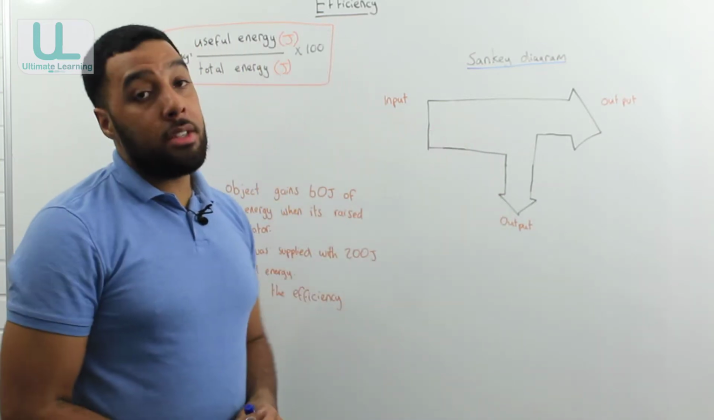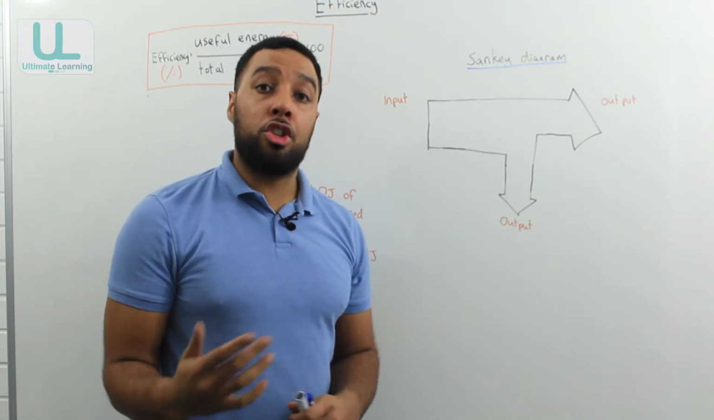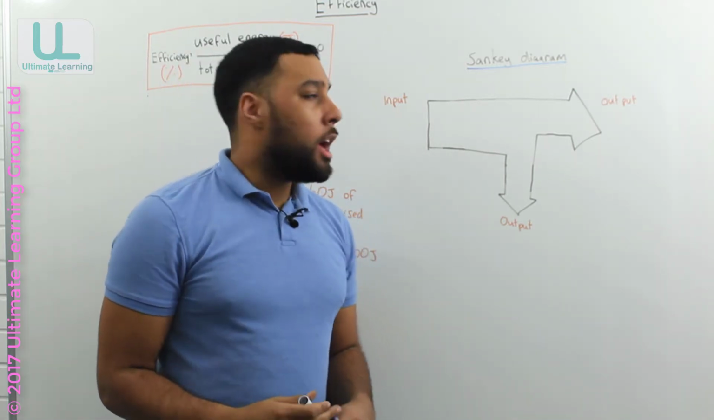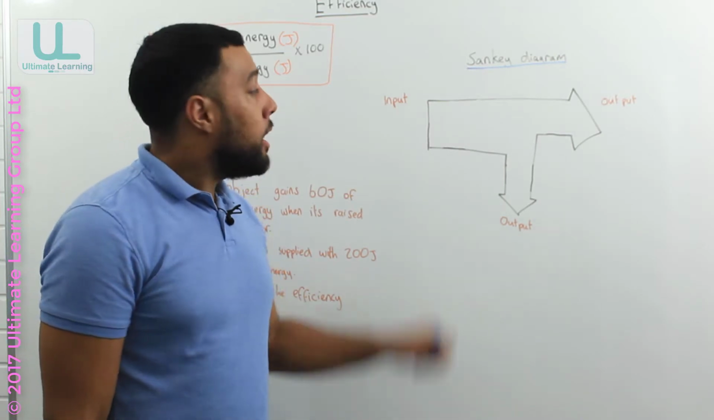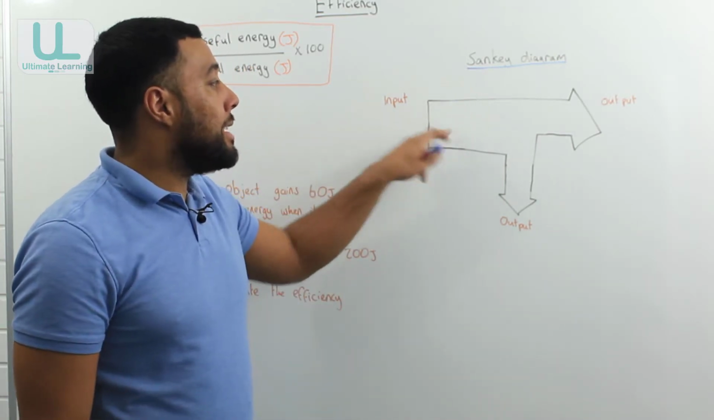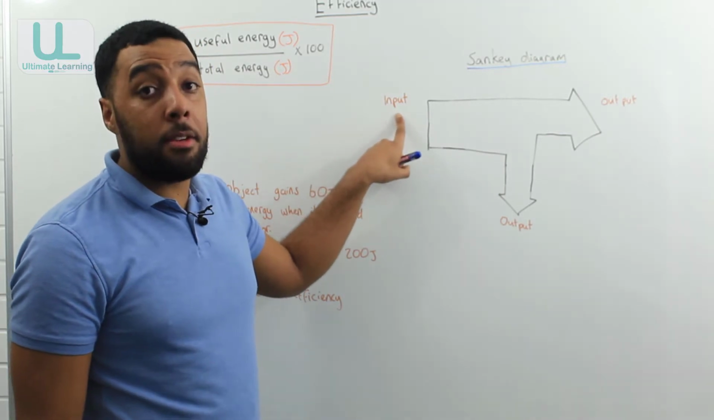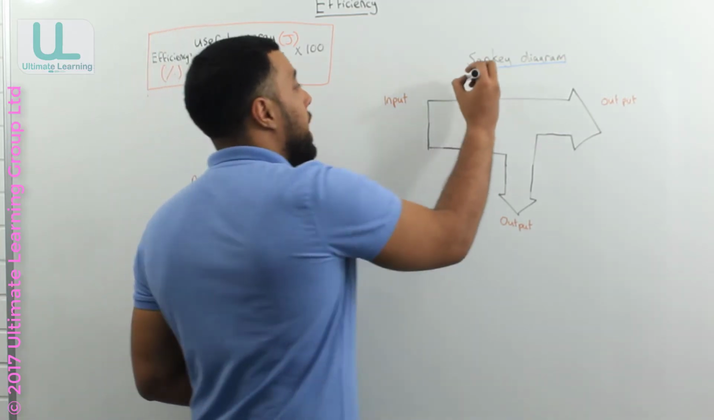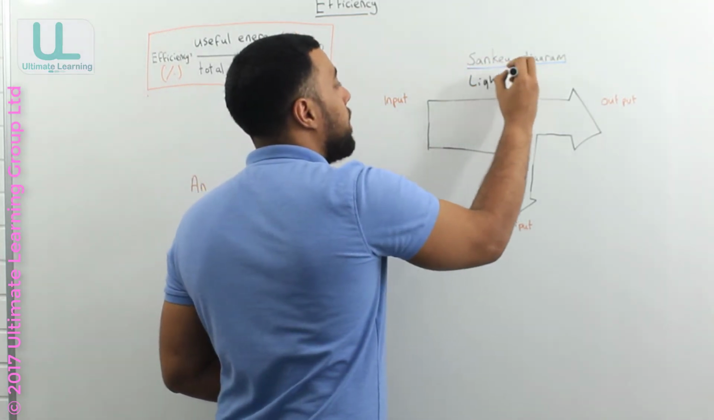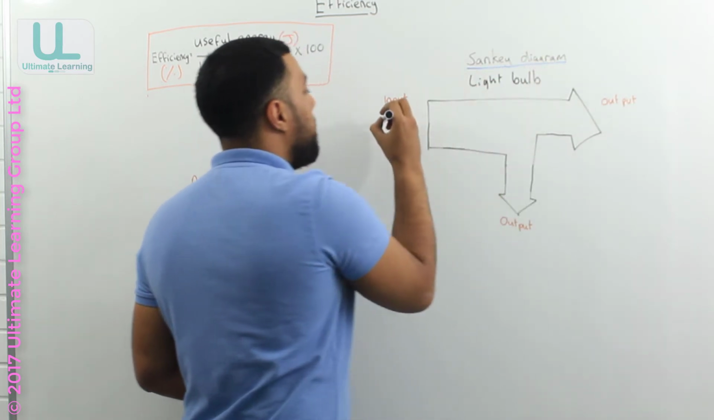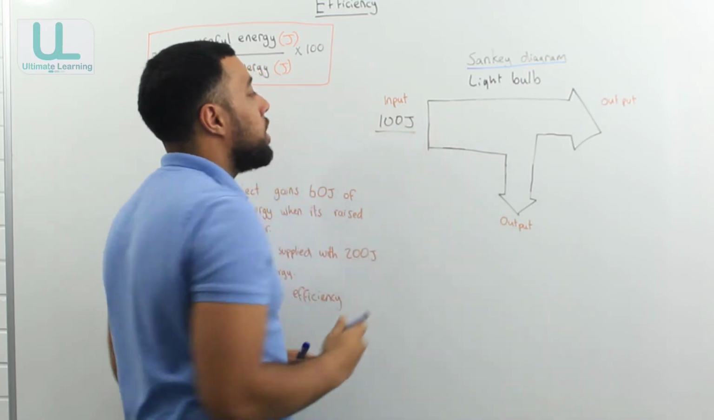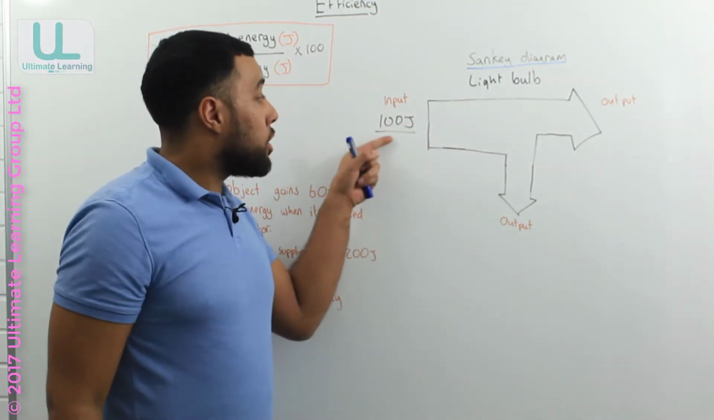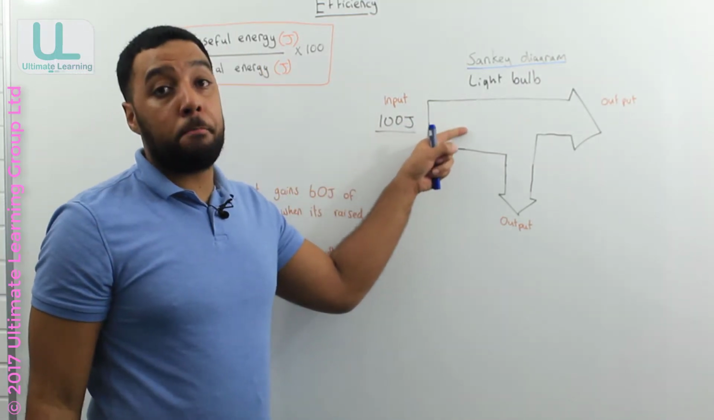Well, there's two ways that we can represent or show efficiency. And the first way is as a Sankey diagram. A Sankey diagram basically shows us the energy that's going in. And let's say that we have a light bulb, and we have 100 joules of energy going into our light bulb.